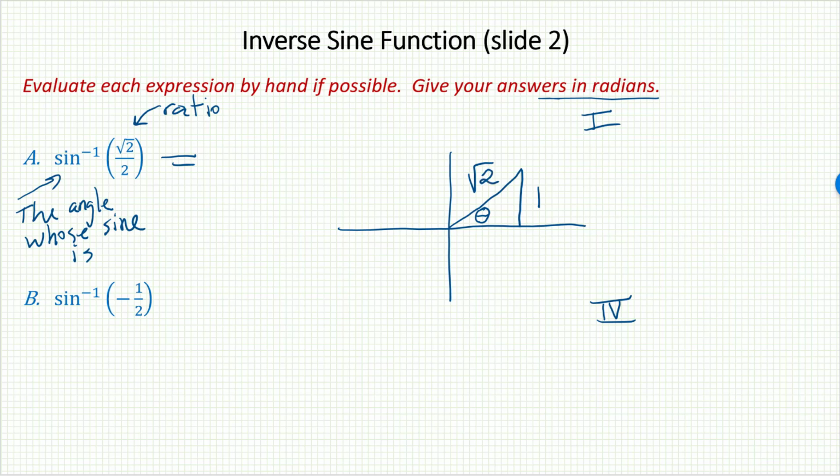Well, this should look very familiar. It's the 45, 45, 90 triangle, which means, of course, the angle I'm looking for is 45 degrees. In radians, that would be pi over 4.